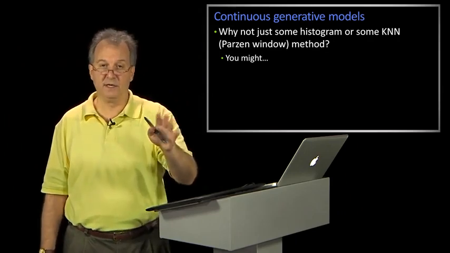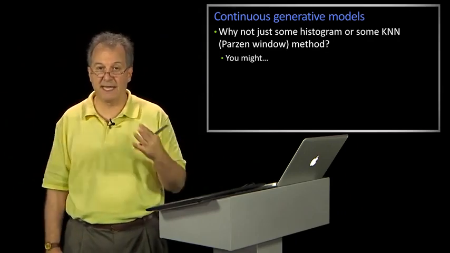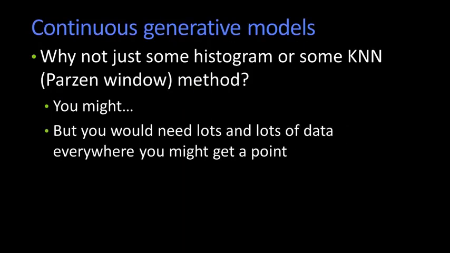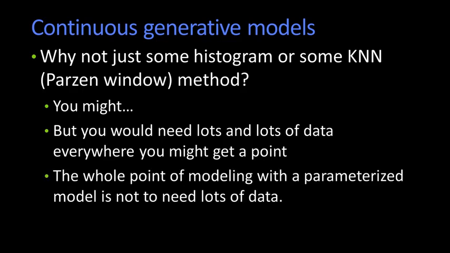With a lot of data, you might try some histogram or KNN-based method of estimating your density, but you would really need lots and lots of data everywhere you're likely to get a point, because you need the densities pretty much everywhere you're likely to get a data point. And in some sense, the whole point of generative models is to be able to use a modest amount of data. So the reason to use the parameterized thing is that you don't need a lot of data, okay? And it allows you to generate a model that you can use for each category.